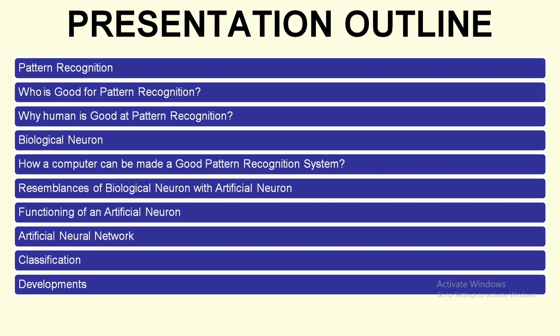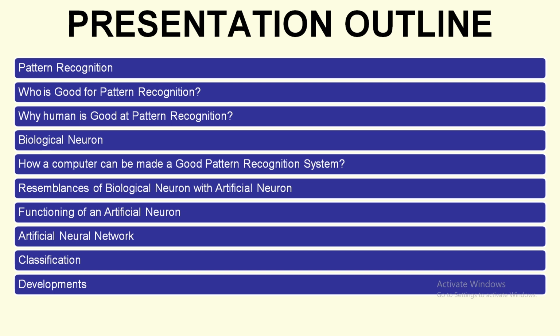This presentation starts with an introduction to pattern recognition, and I will ask some questions for insights about who is good at pattern recognition and why. Then slowly I will enter into the topic called biological neuron and understand its basic functionalities, from which we need to think about how a computer can be made a good pattern recognition system, for which there should be a resemblance between the biological neuron and the artificial neuron.